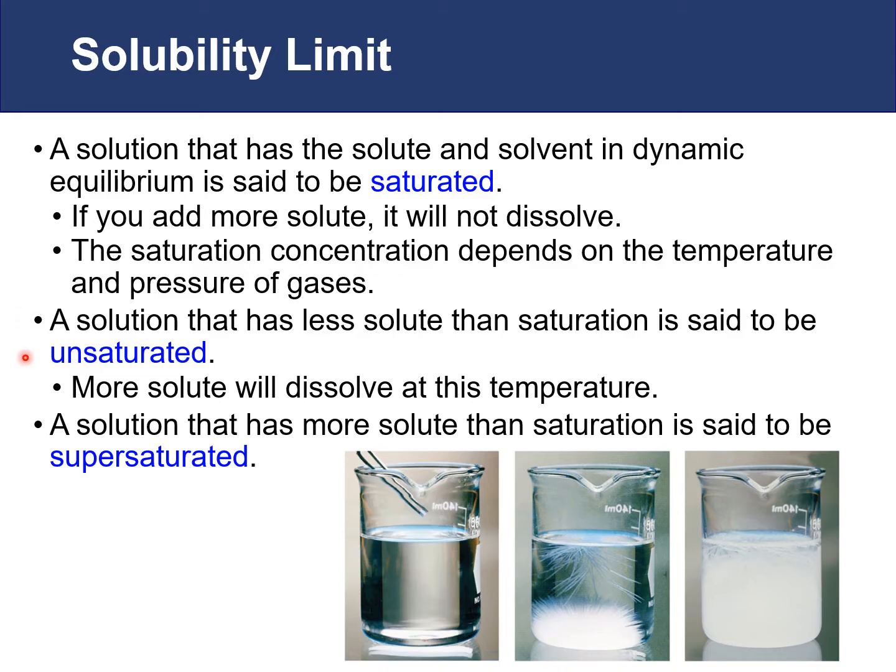For unsaturated solutions, we will be able to add more solute and it will dissolve at the temperature we're working at. We can also, under very careful conditions, produce a solution that has more solute than this saturation limit, and this is said to be a supersaturated solution. When we have a supersaturated solution, often what you'll see is if you drop a single crystal into the solution, then the solute will come out of solution to form a precipitant, forming these crystalline structures.